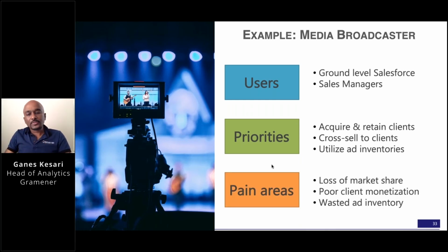The pain areas for these people, through interviews and a lot of discussions over weeks, it was found out that the loss of market share, they were losing clients and there were competitors snagging their clients. And the client monetization, existing clients, the average revenue per client had to be improved. And the ad inventory, some of it was getting wasted in certain slots in certain shows. They had to find people who can buy those slots and advertise in those shows.